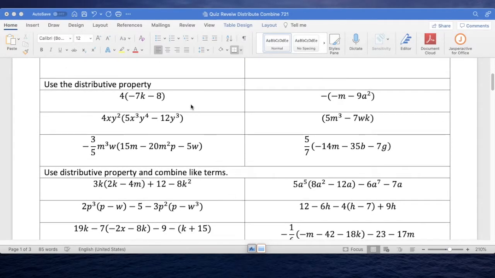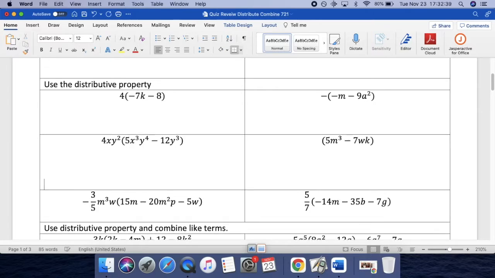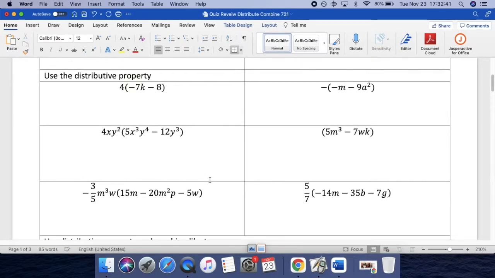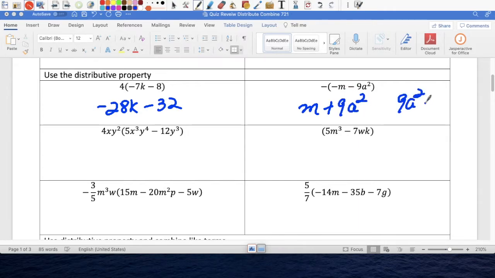Use the distributive property. Okay, so again, nothing crazy here. Just give myself some space. That's negative 28k and negative 32. That was easy. Minus sign here, you can pretend there's a 1 here, right? So negative and negative is going to be positive, so I'm going to get positive m, and the negative is going to give positive again, 9a squared. Or better yet, 9a squared plus m, if you're rewriting it.